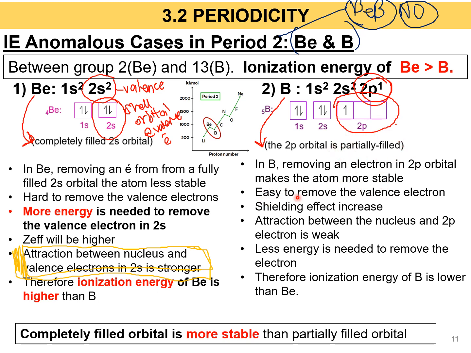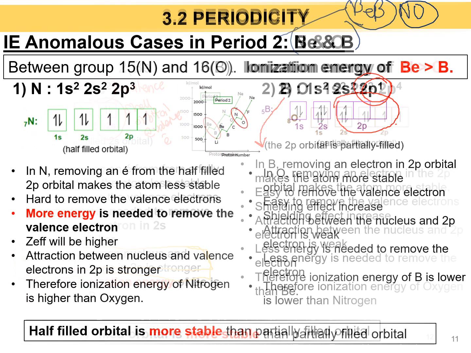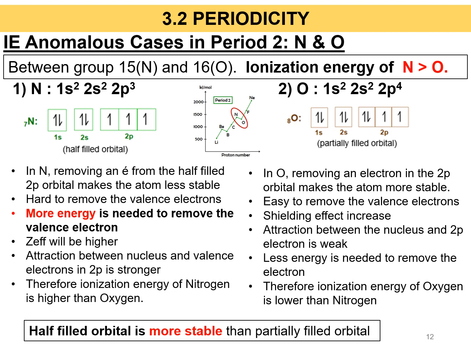Okay, so when it is easy to remove the electron, the electron pairs with the exponential, therefore the shielding effect will be increased. When the shielding effect increases, what happens to the attraction between the nucleus and the valence electron? It becomes weaker. So you need less energy to remove the outermost electron. Therefore the ionization energy of B is lower than Be. Okay, I have just discussed the anomalous cases in period 2 between Be and B. Now let's move to N and O.